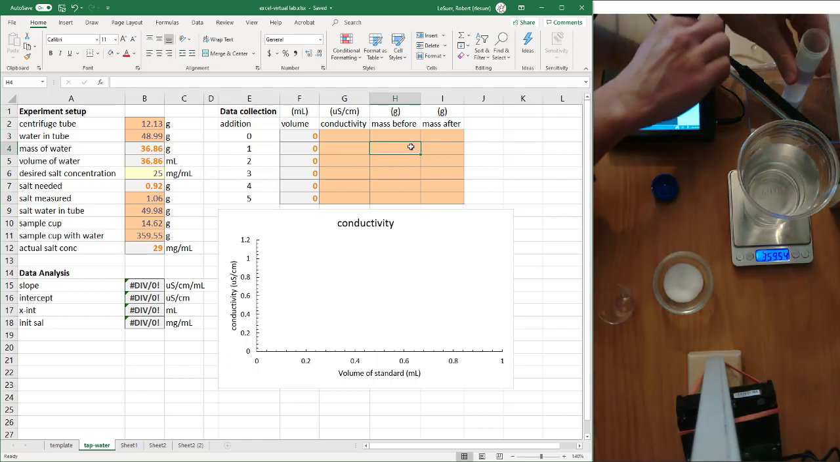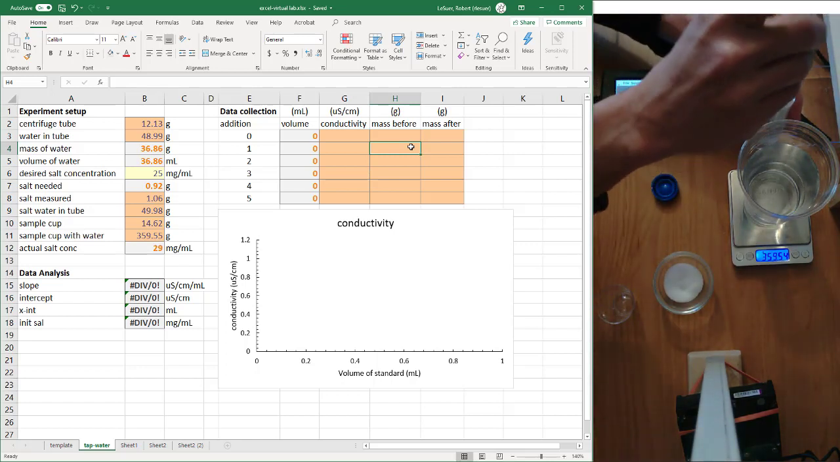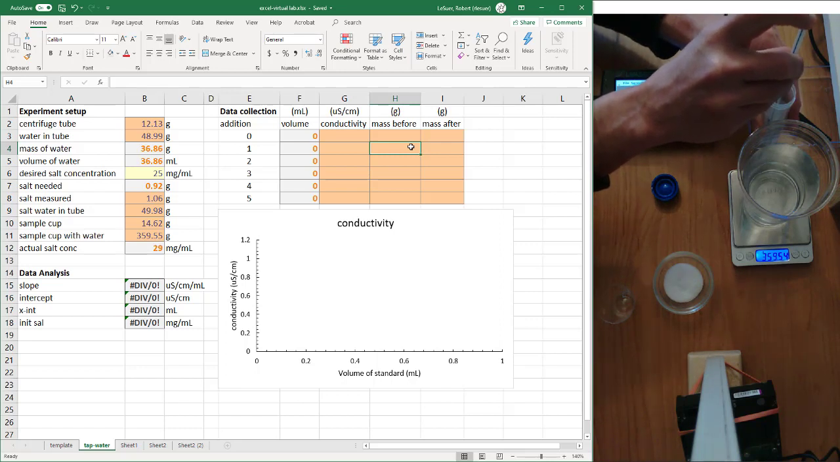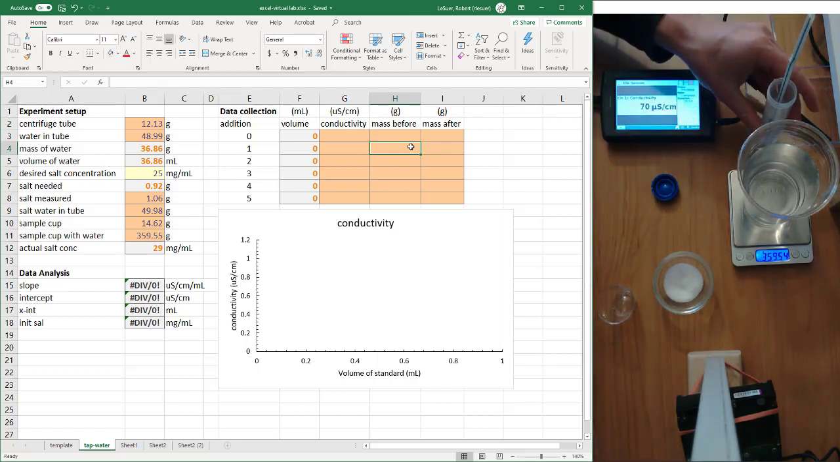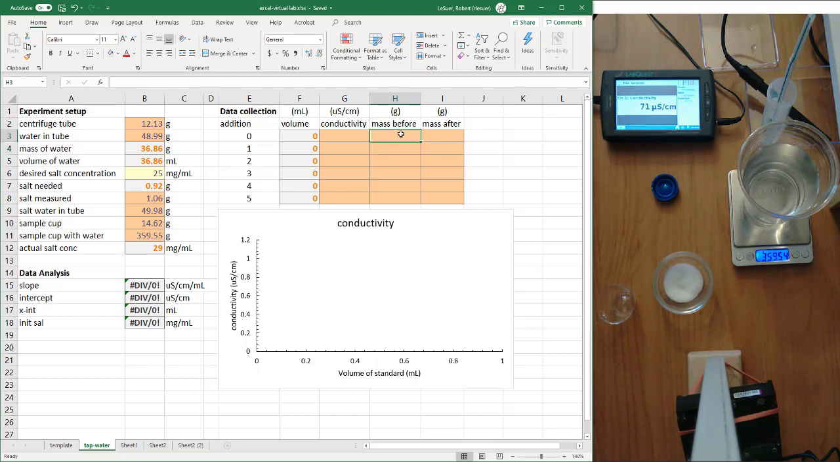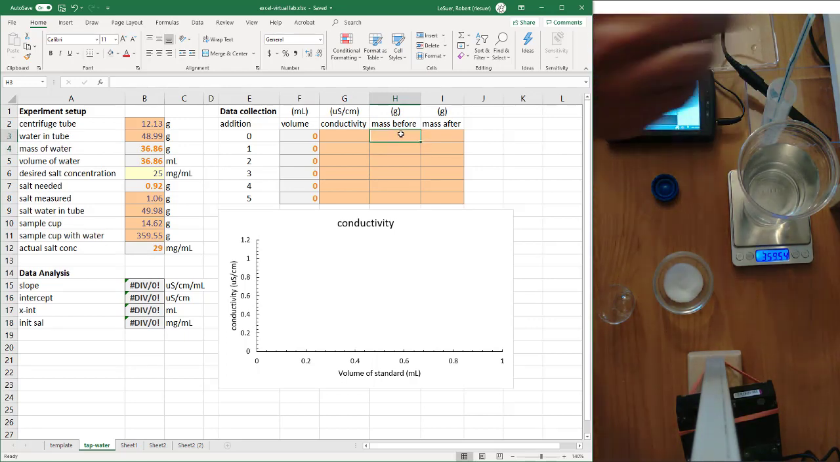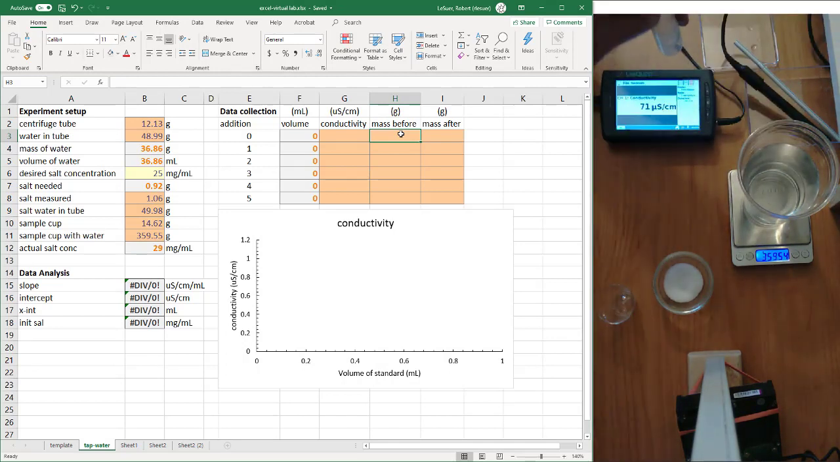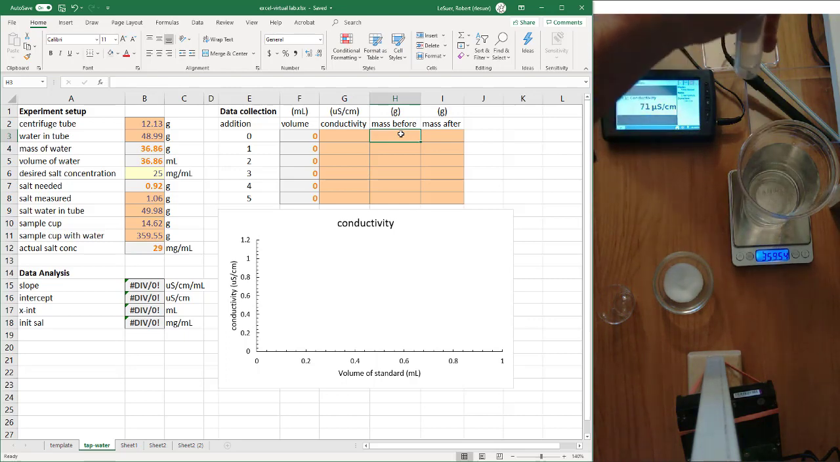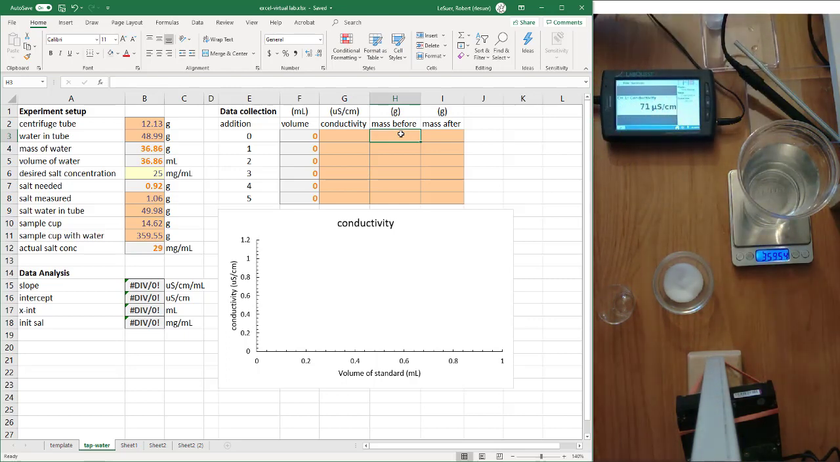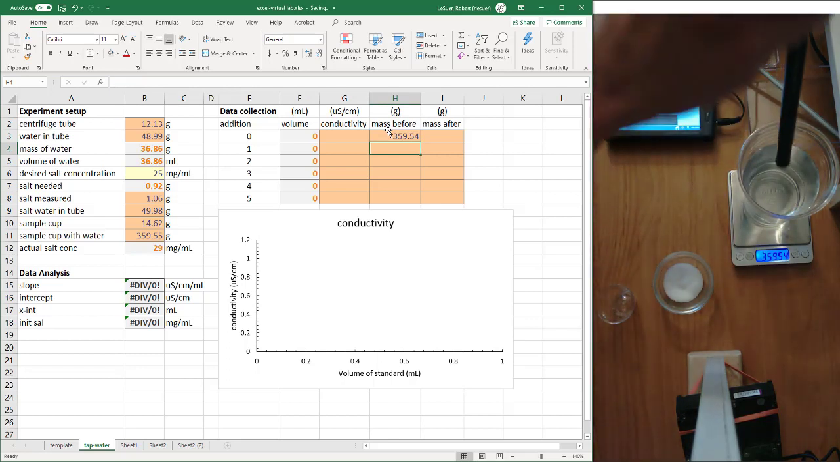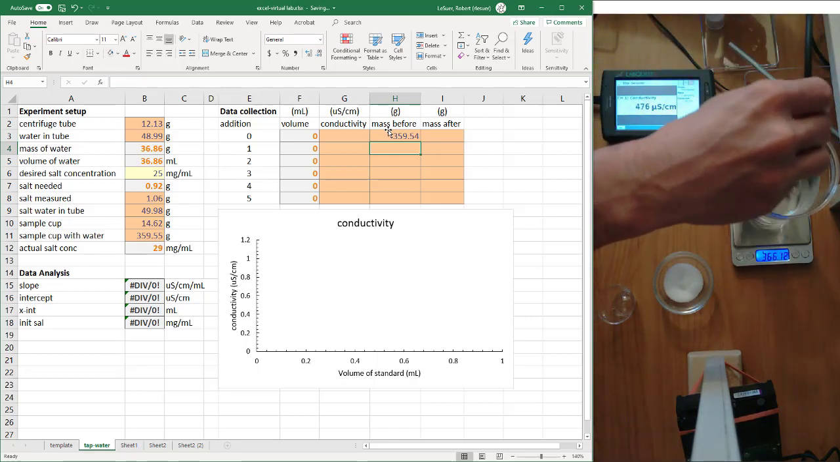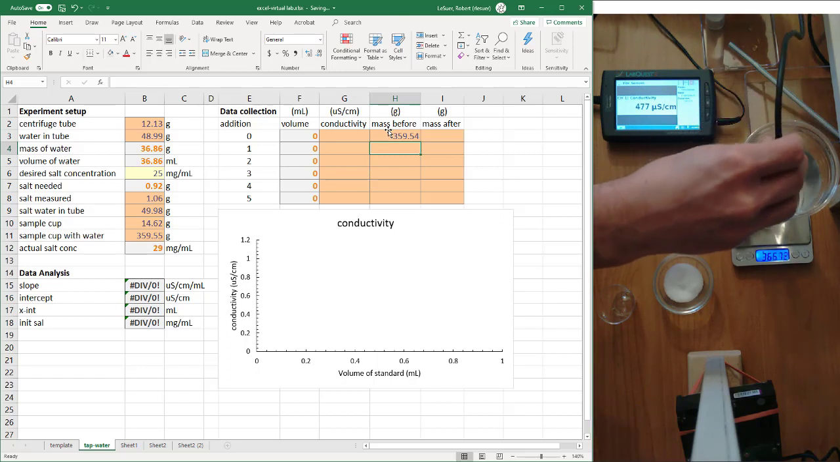If I'm going to get started, mass before, nope, this is 0. Oh, got to pay attention here. So the very first experiment is measuring conductivity before we've done any additions. So the mass before is 359.54. And then let's go ahead and make a measurement here.